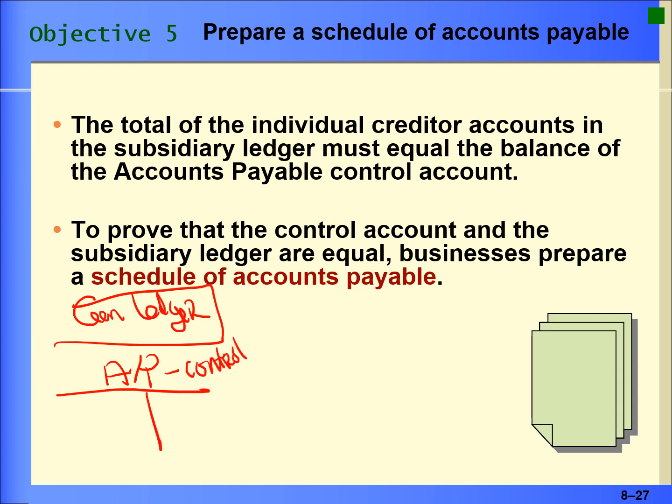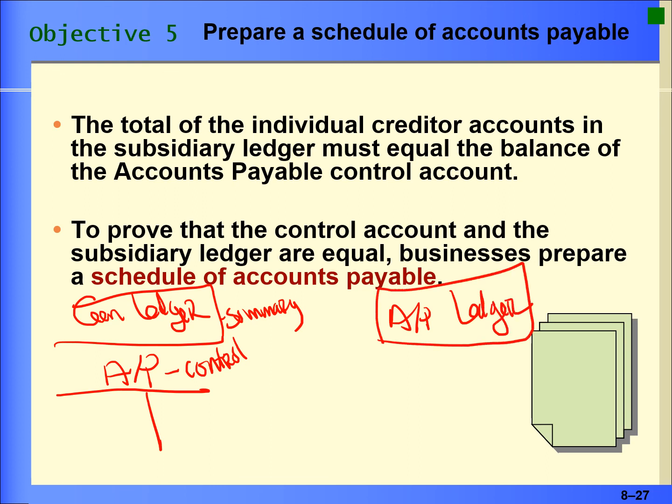Okay, I want you to think of that as really the summary. And then your AP ledger, basically it is what it is. It's just a ledger of creditors. Every one of your customers, we'll just say customers A, B, and C, and let's say we owed each of them $100. So if your AP ledger had 3 customers that we owed $100, your control account in your general ledger would say $300, because that would be the summary of your AP ledger.